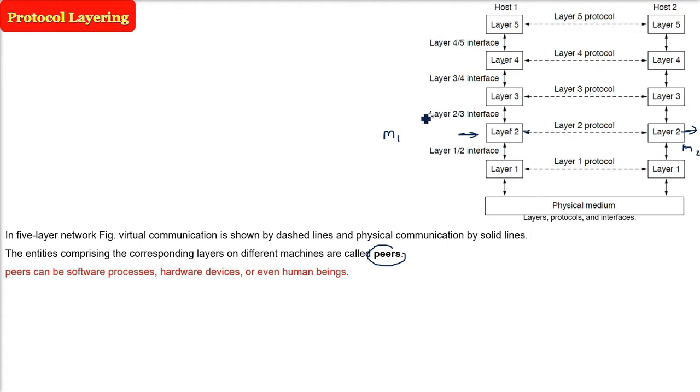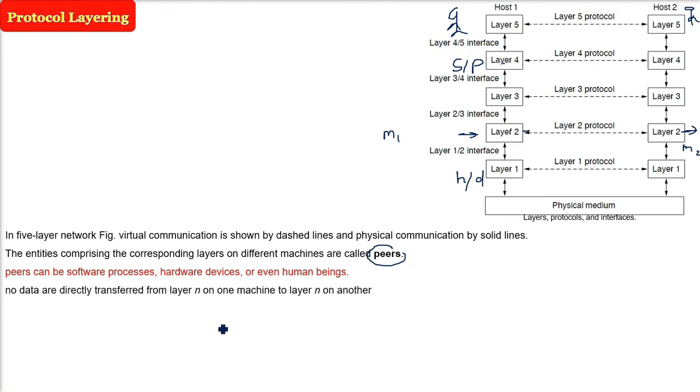And these peers can be anything. For example, they can be software processes, a software program. It can be hardware devices. It can even be human beings, mostly in the application layer. They are peers. Please remember, no data is transferred directly from layer 2 to layer 2, layer 4 to layer 4 like this. The layer end to end, it doesn't happen.